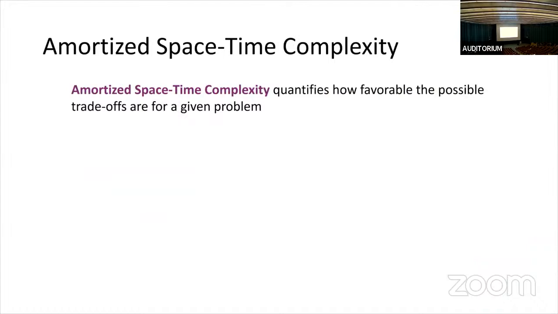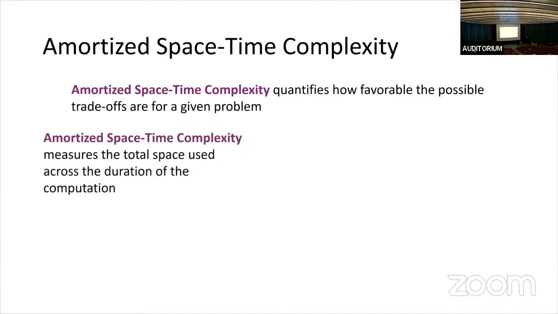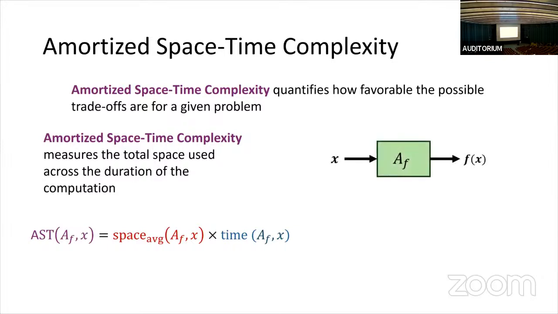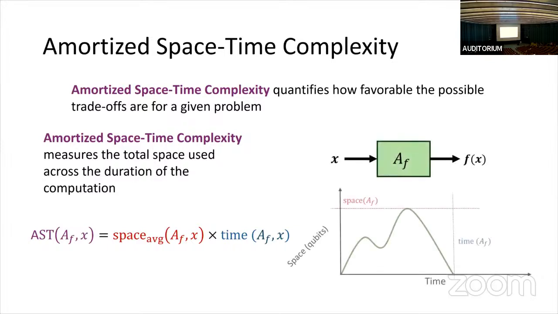And that's why we are studying amortized space-time complexity, which quantifies how good of a trade-off our algorithm does. In particular, amortized space-time complexity measures the total amount of space used across all of the time steps. Equivalently, it's the average space usage times the runtime. So if we have an algorithm for some function f, and we examine the graph of space usage over time, amortized space-time complexity is just the area under the curve.